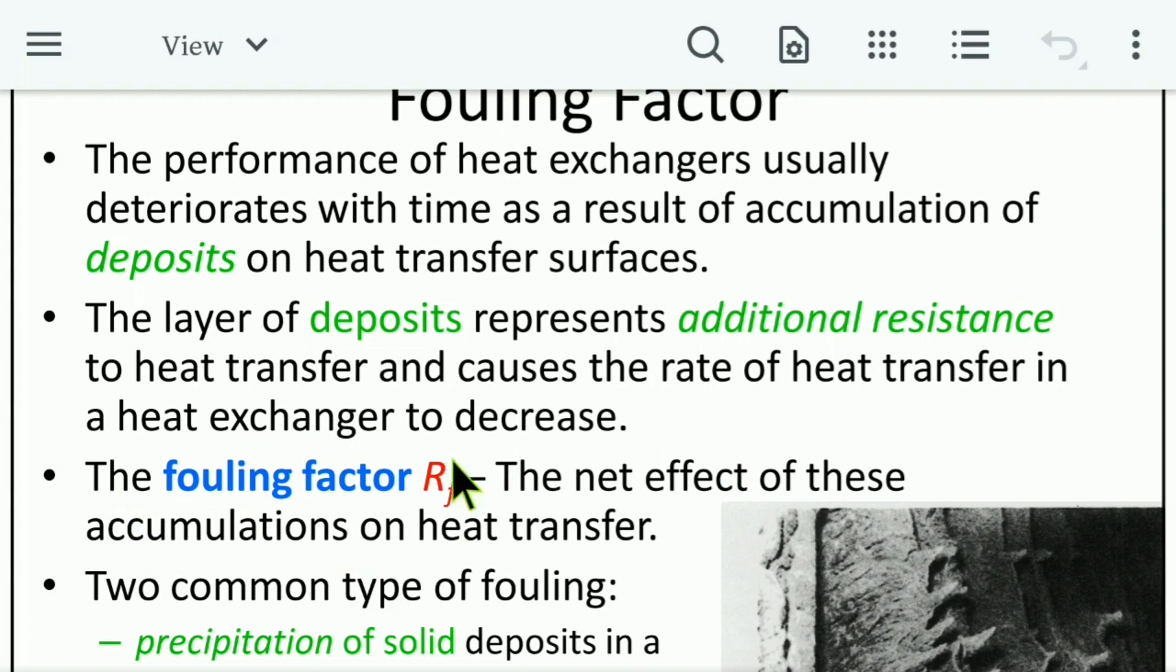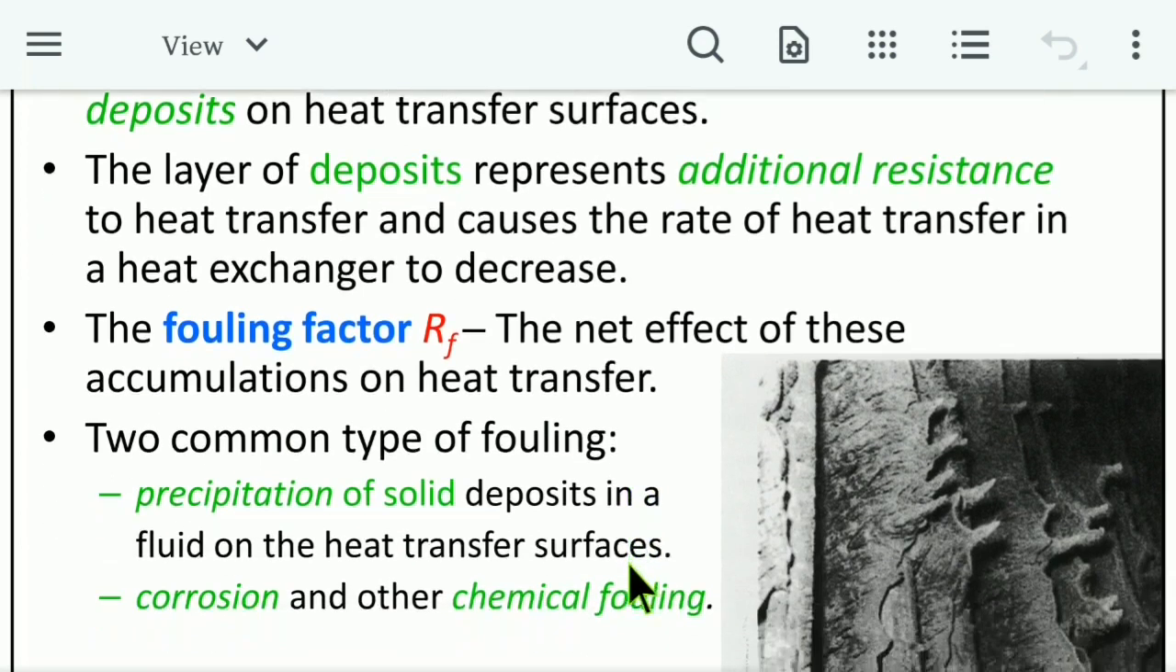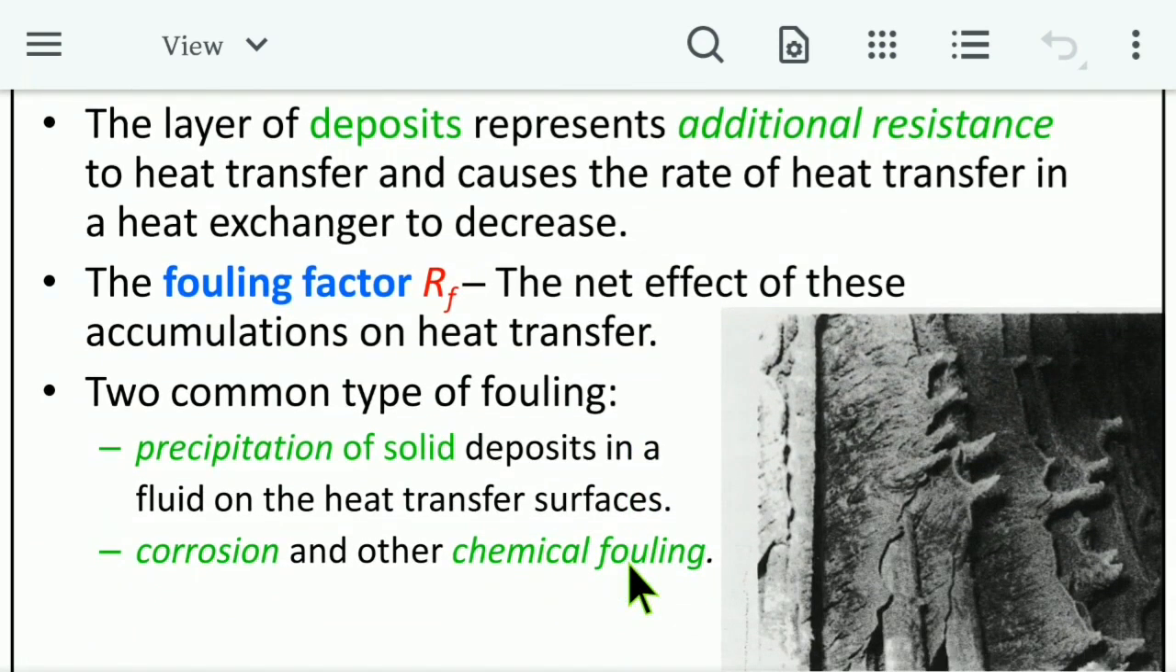The fouling factor RF is the net effect of these accumulations on heat transfer. So, the fouling factor is the main culprit in decreasing the heat transfer rate in a heat exchanger. There are two common types of fouling: precipitation of solid deposits in a fluid on the heat transfer surfaces, and corrosion and other chemical fouling.